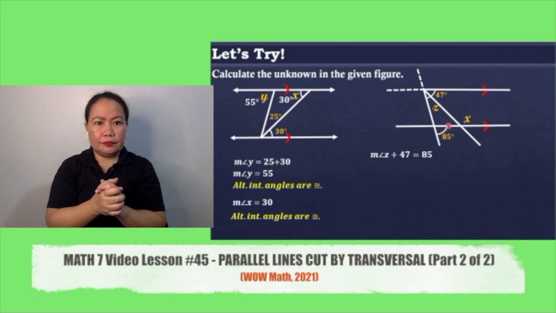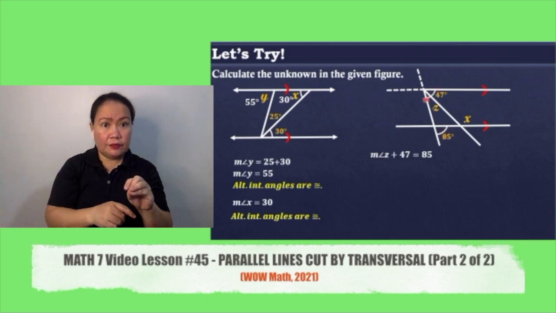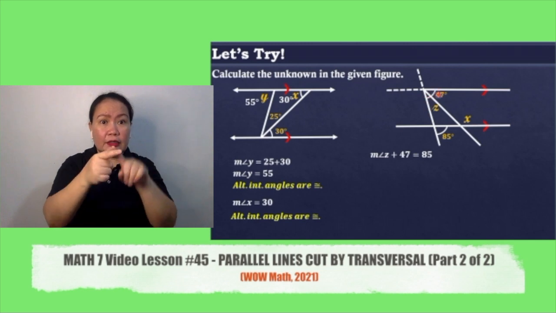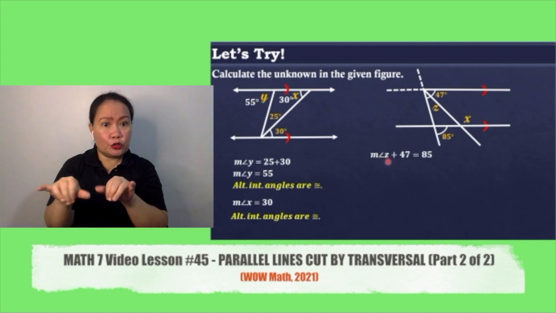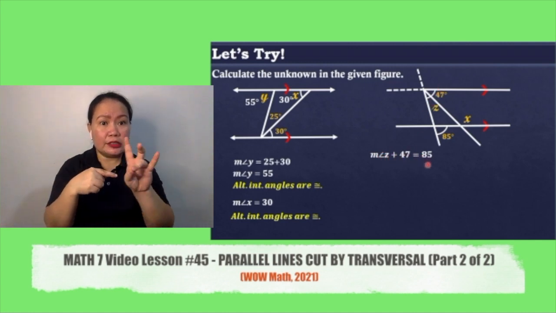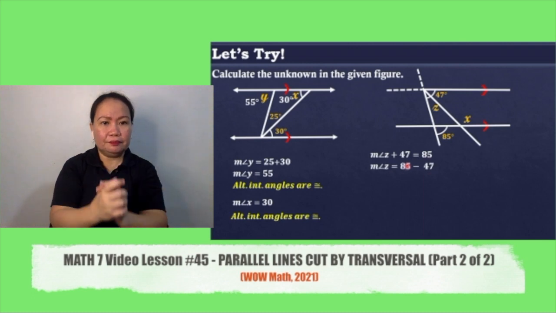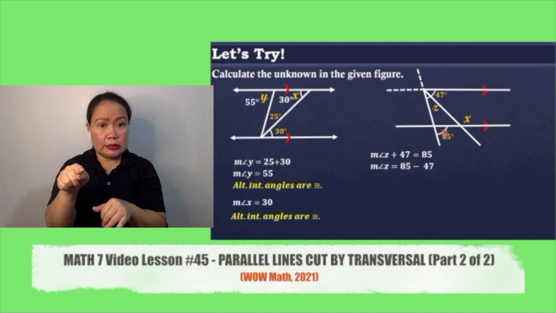So, kung ito ay 85, dapat 85 din to. So, paano natin makukuha? Pag in-add daw natin ito, dapat kapareho niyan. So, ito siya. The measure of angle Z plus 47 is equal to 85. Okay? So, yan po ang kukunin natin. So, dapat mag-equal siya sa 85 din kasi corresponding angles yan.